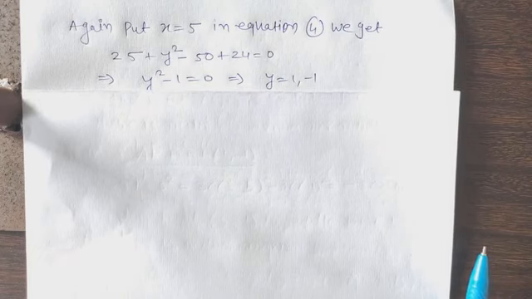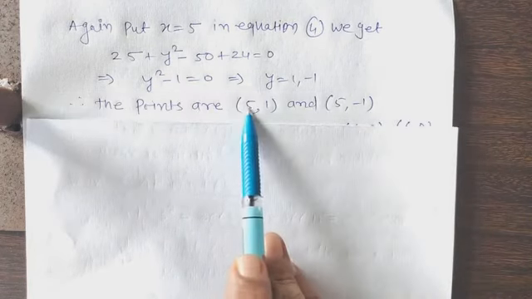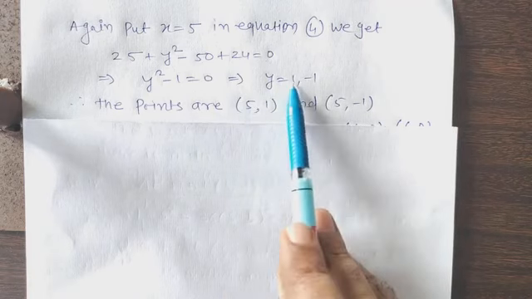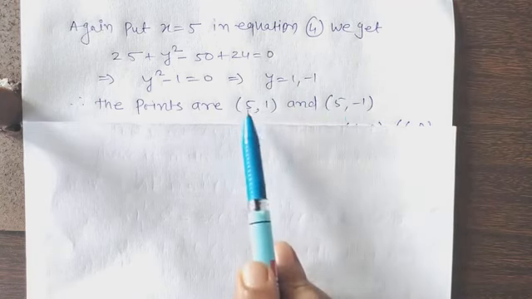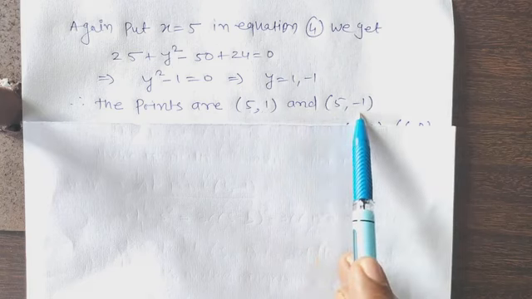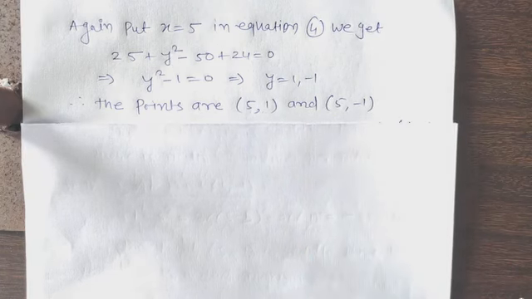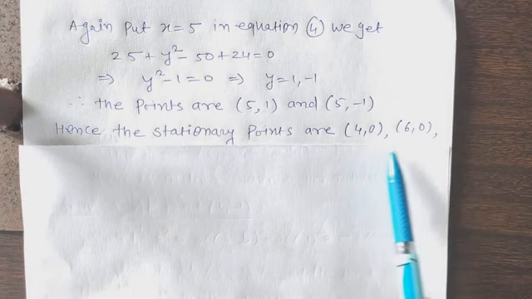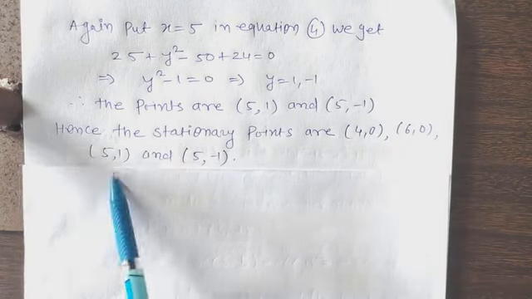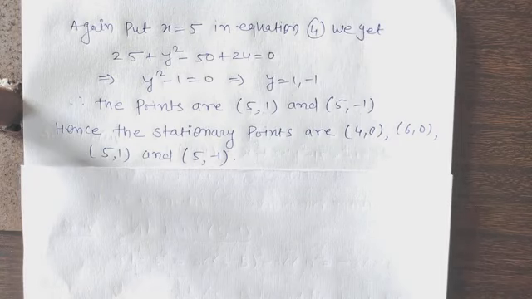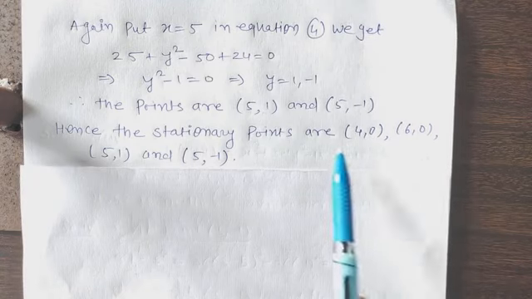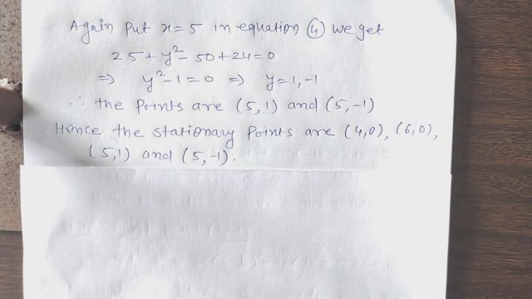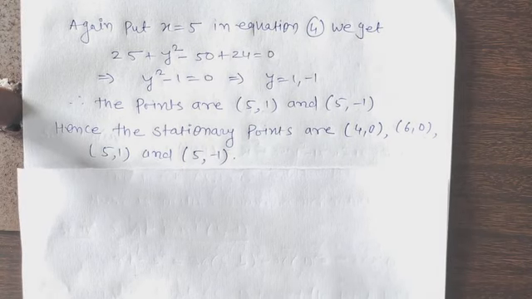And therefore the points are: when x equal to 5, y is 1, and when x equal to 5, y is minus 1. So the points are (5, 1) and (5, minus 1). So the stationary points are (4, 0), (6, 0), (5, 1) and (5, minus 1). Now we have to check out of these 4 points which point is maxima and which point is minima, and therefore we have to calculate the second order partial derivatives of u with respect to x, xy and y.